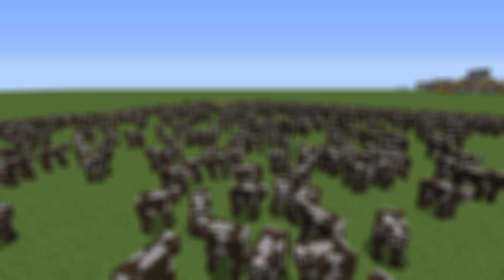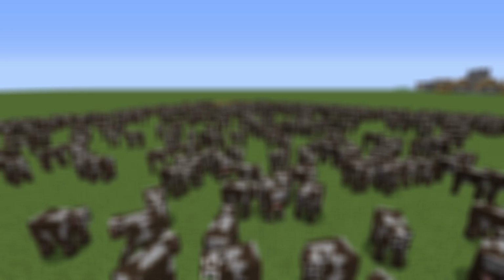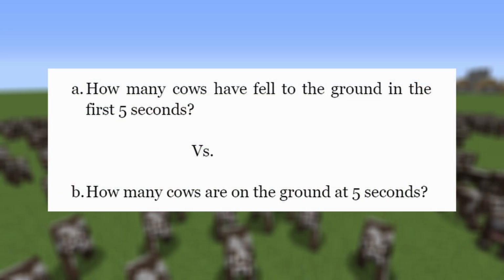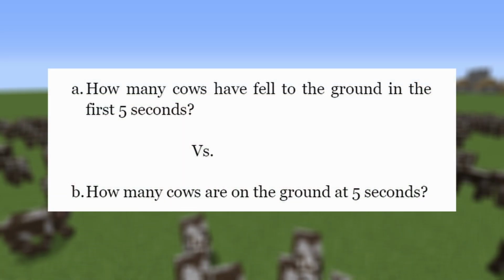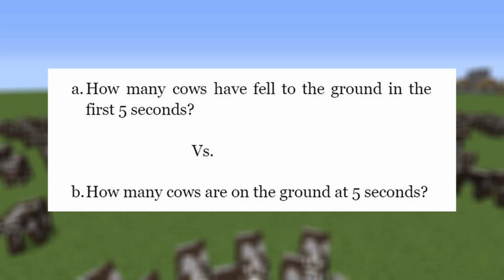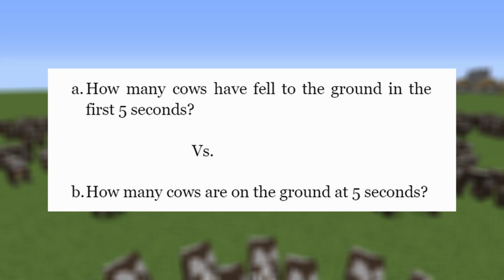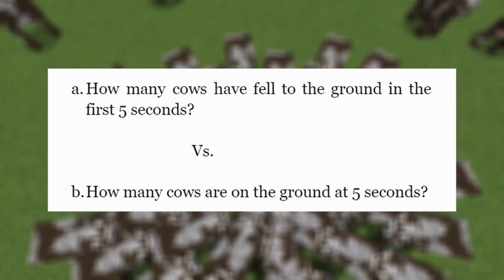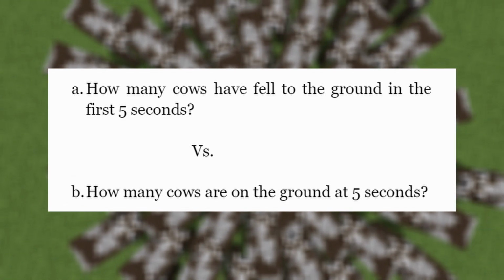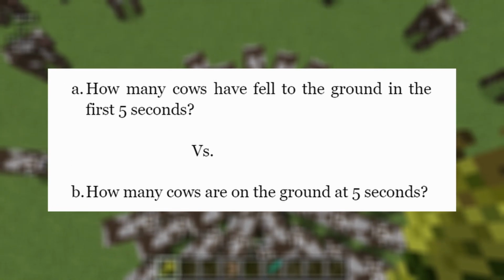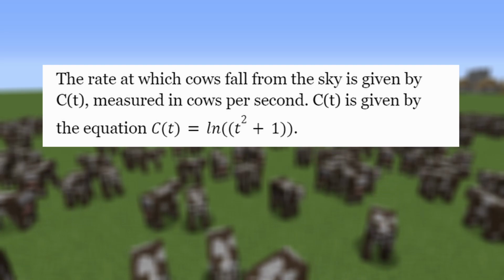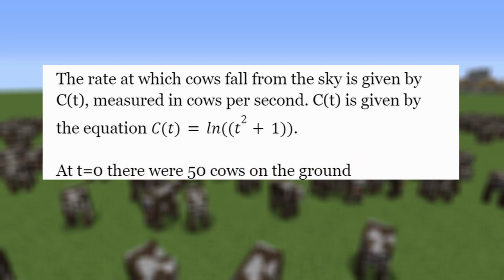Now, there are 2 ways that the AP exam likes to ask these types of questions. Let's see if you can spot the difference. The first question is asking how many cows fell to the ground in the first 5 seconds, whereas the second question is asking how many cows are on the ground at 5 seconds. The difference is that the second question makes you consider whether or not there were cows on the ground to begin with. For the sake of the second question, let's say there were 50 cows on the ground to begin with.